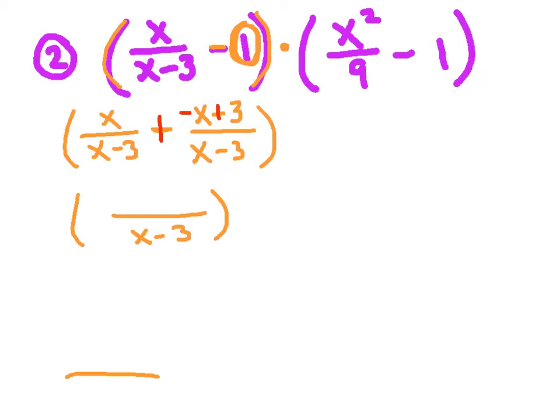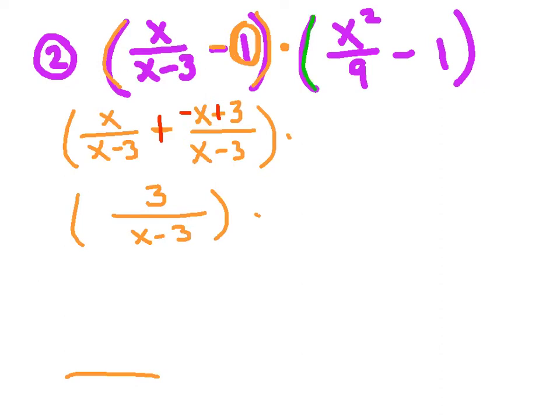Now you can go ahead and just combine your like terms. I believe when I take this x and add it to the negative x, they'll cancel, and I'm just going to end up with a positive 3 right there. Okay, now we're ready to tackle the second fraction or second set of parentheses.